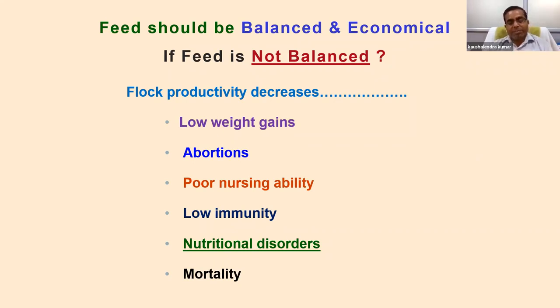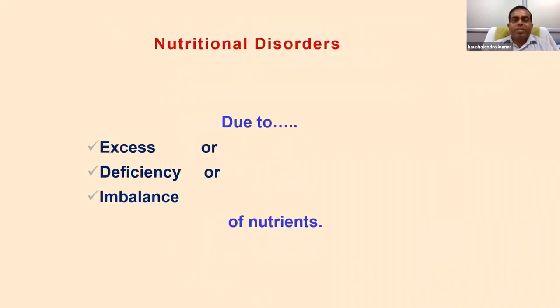And finally, the mortality of that herd will be more. So the mortality percentage will increase, and that will affect the economic condition of the farmers. Under such conditions, the farm will be at a loss. So we must provide a balanced ration to the animals so that we can get more profit and the herd health will be improved. So how do nutritional disorders or nutrition-related problems arise?